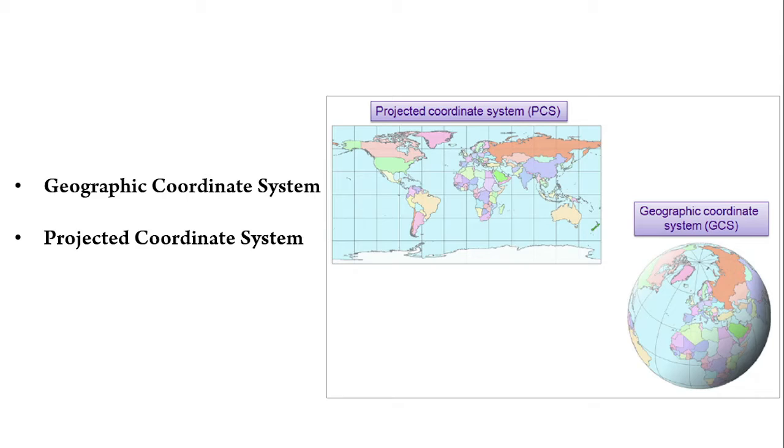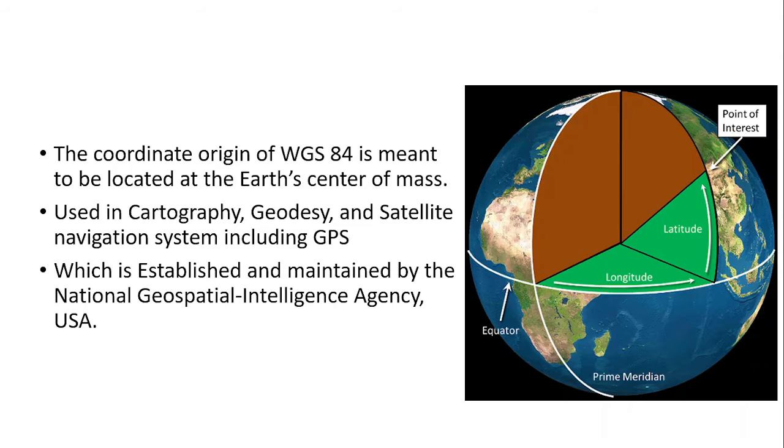There are hundreds of GCS and thousands of PCS in GIS platforms. Among these, WGS 1984 is the commonly used geographic coordinate system and UTM is the popularly used projected coordinate system in GIS. Now we will discuss more about WGS 1984.